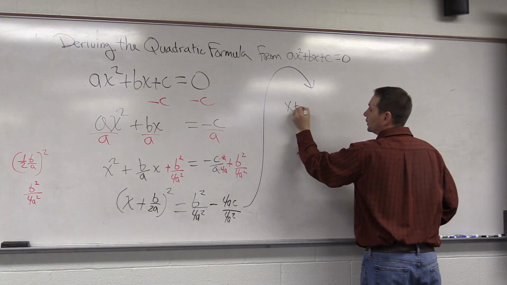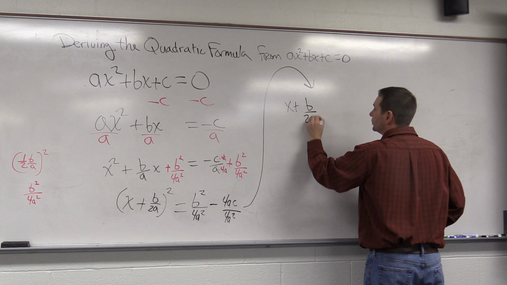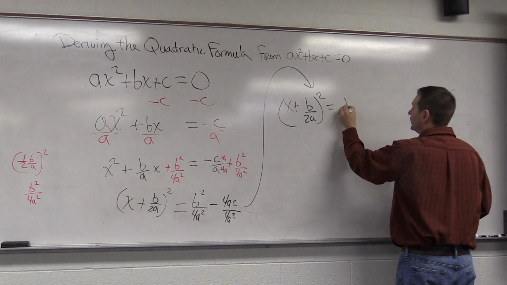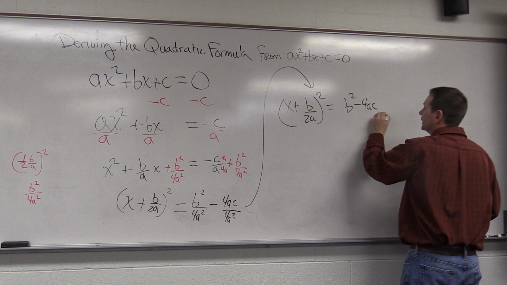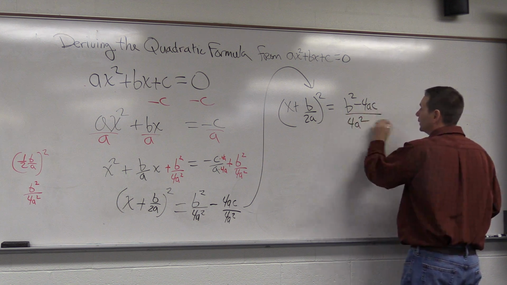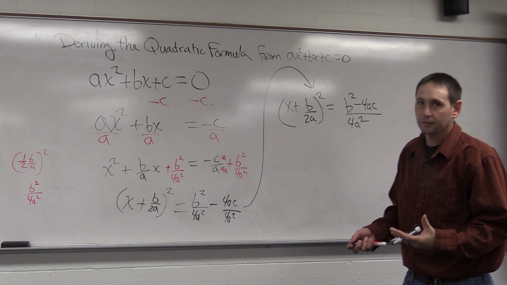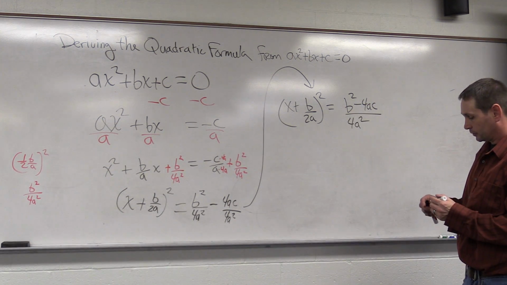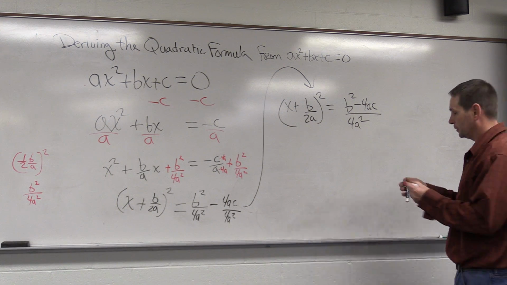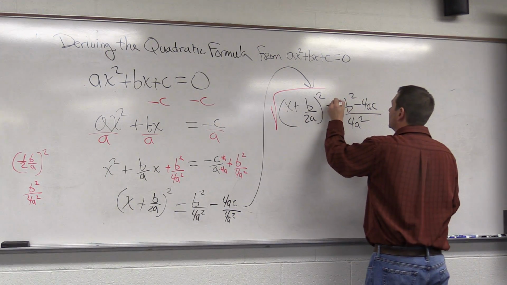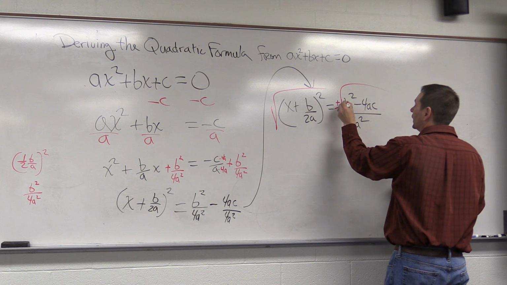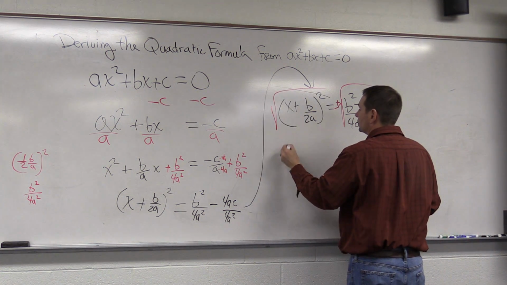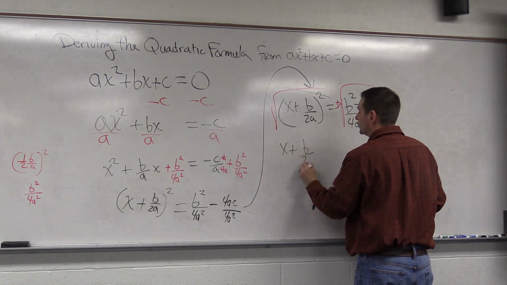You have x plus b over 2a quantity squared is equal to b squared minus 4ac all over 4a squared. And some of you might be like, oh, it's starting to look like the quadratic formula, because you start to recognize some of the numbers, and it is. We're really close now. I use the square root property, plus or minus the square root of this side. And so this wipes out the square, leaving x plus b over 2a.